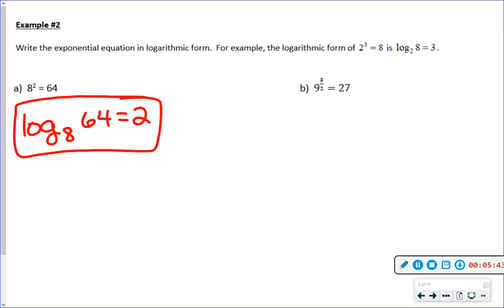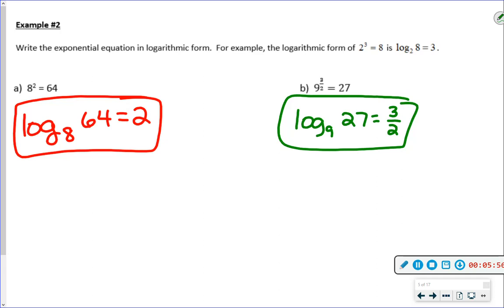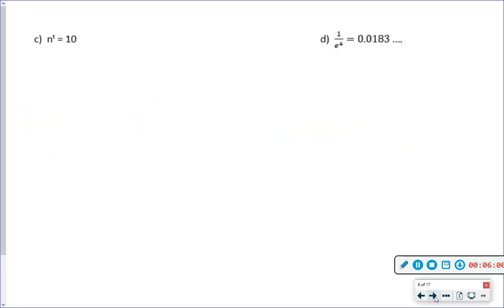All right, same thing. Log. Now my base would be 9. 27 moves to the left. 3 halves to the right. Let's do a couple more. Those are pretty easy. So are these, just kind of some random variables in there. Don't let the fact you don't have a lot of numbers scare you. It's the same thing. You're going to be in a log base n, whatever that happens to be. 10 moves to the left, t to the right.